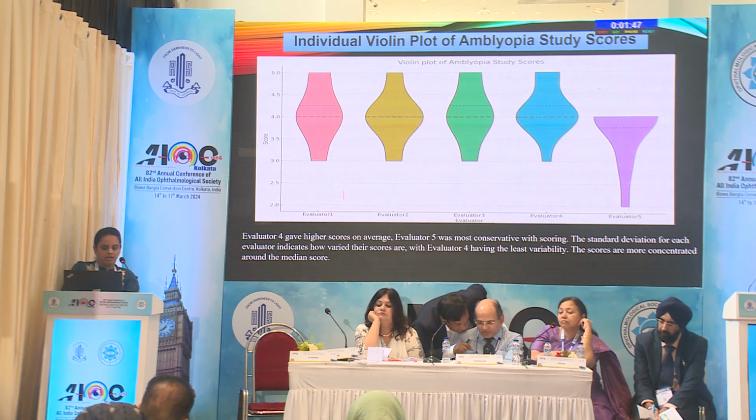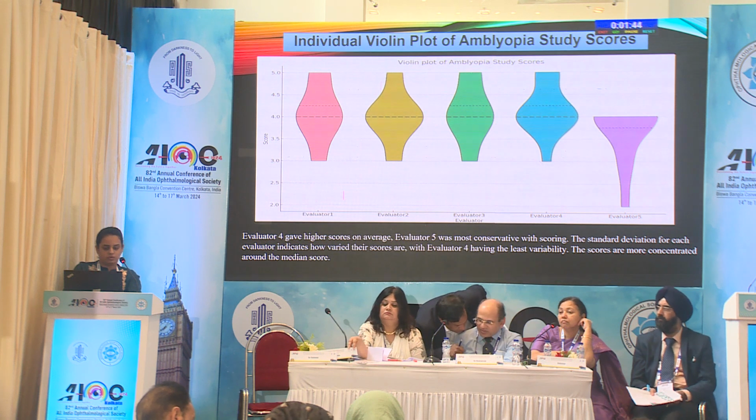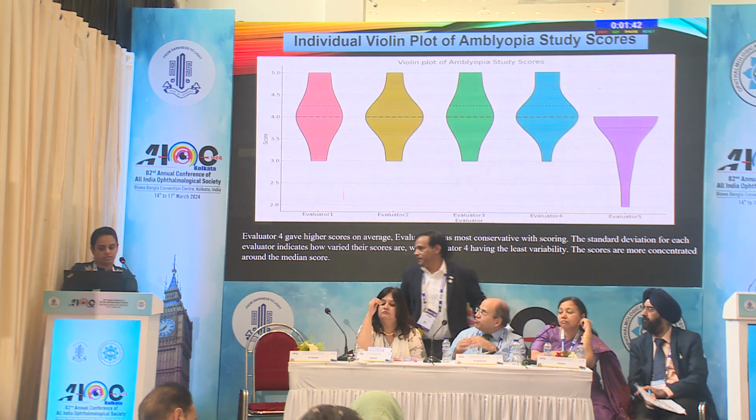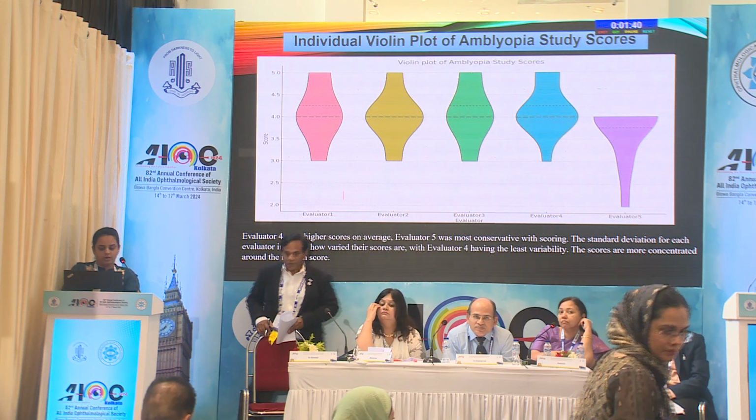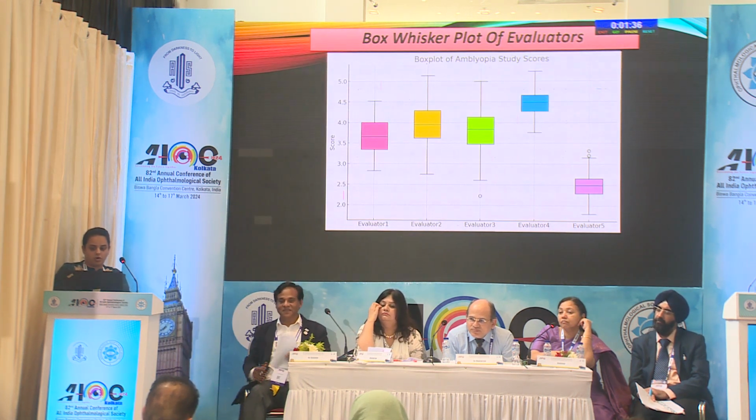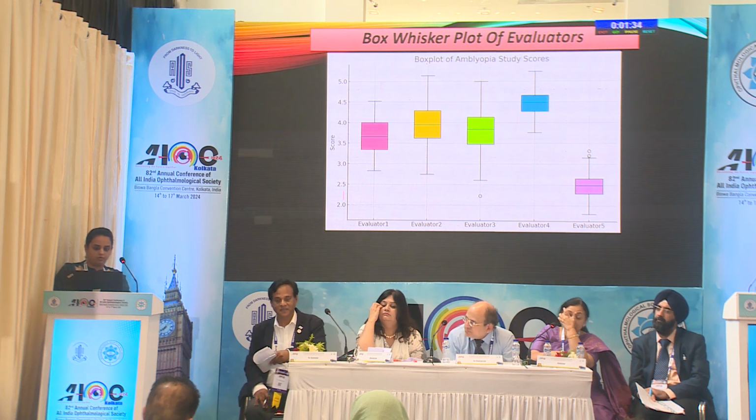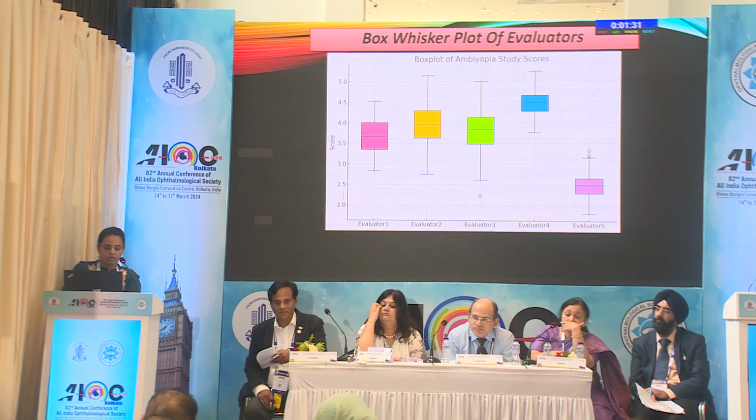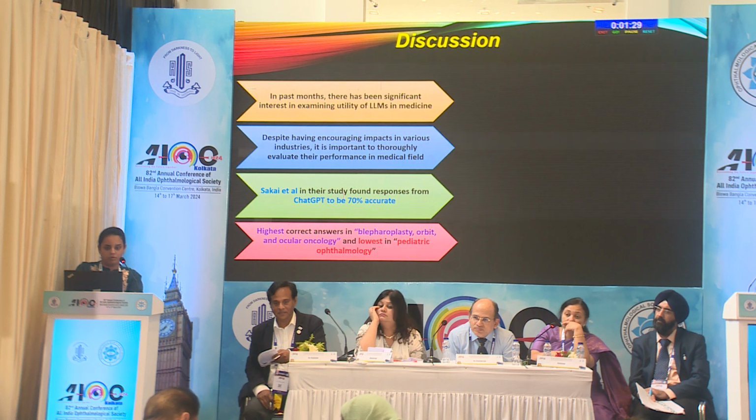This is the individual violin plot of scores received from 5 evaluators. And this showed that evaluator 4 had a tendency of giving higher scores on average, and evaluator 5 was most conservative with scoring, and evaluator 4 had the least variability among the scores given. So this is the box whisker plot of the evaluation results, which was in correlation with the above plots.